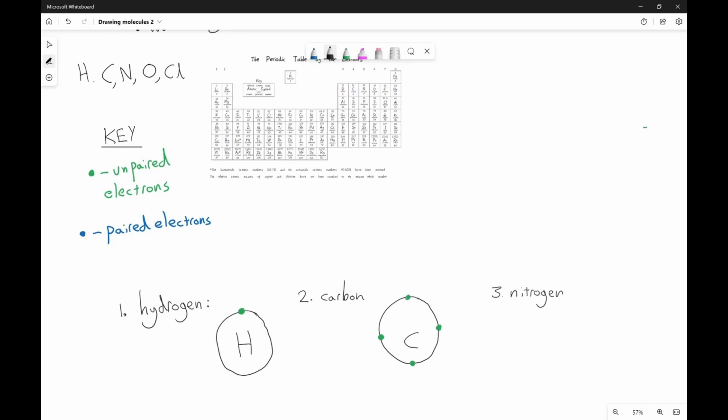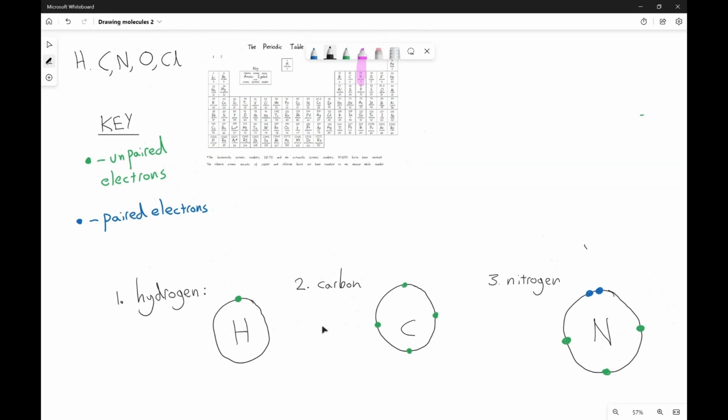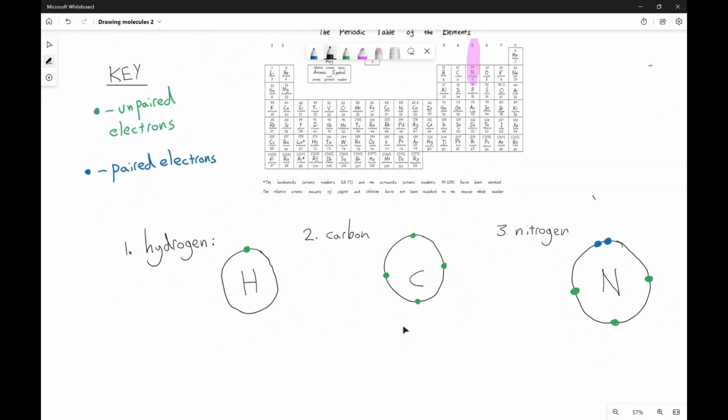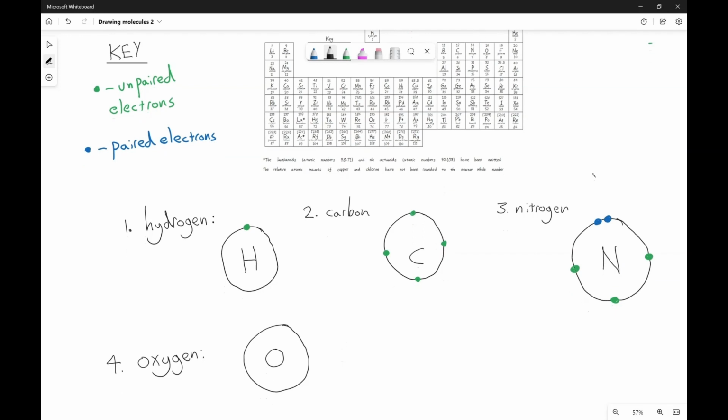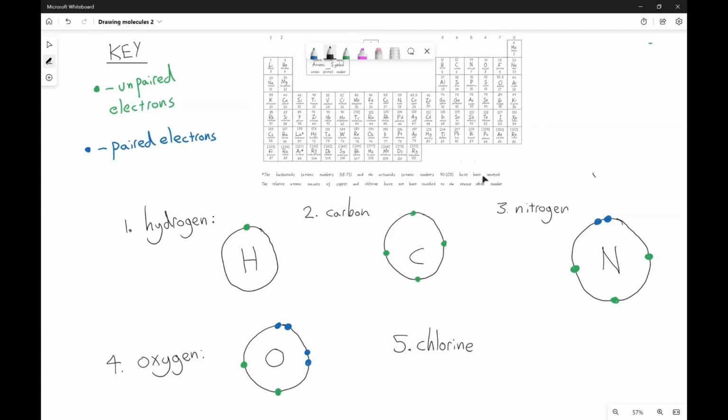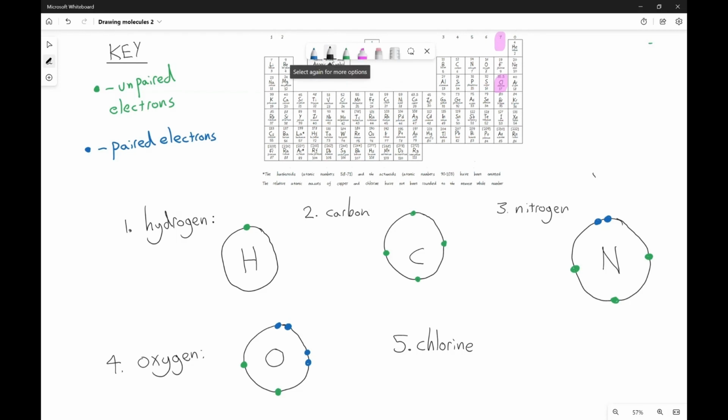Now nitrogen, it's got 5 electrons. Now it's got 3 unpaired electrons and 1 lone pair of electrons. I'm going to use the word lone pair a lot, by the way, today. Oxygen now, it's got 6 in its outer shell, so it's got 2 unpaired electrons and 2 lone pairs of electrons. Finally, we've got chlorine in group 7, and chlorine has 3 lone pairs and 1 unpaired electron.